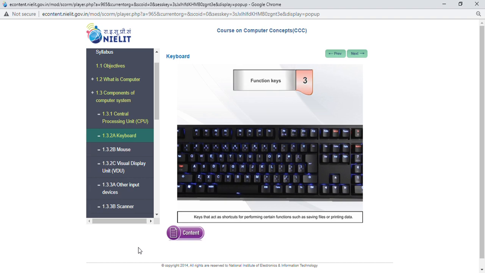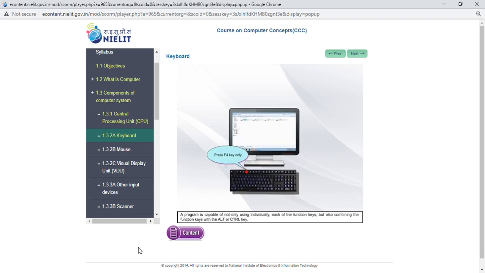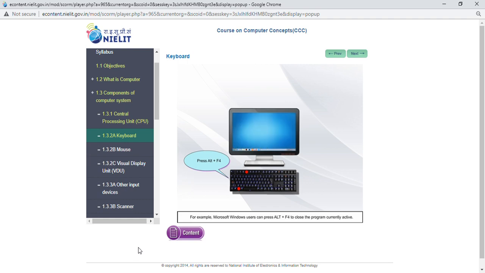Function keys. Keys that act as shortcuts for performing certain functions, such as saving files or printing data. Function keys usually are lined along the top of the keyboard, labeled F1 through F12. A program is capable of not only using each of the function keys individually, but also combining the function keys with the Alt or Control key. For example, Microsoft Windows users can press Alt plus F4 to close the program currently active.